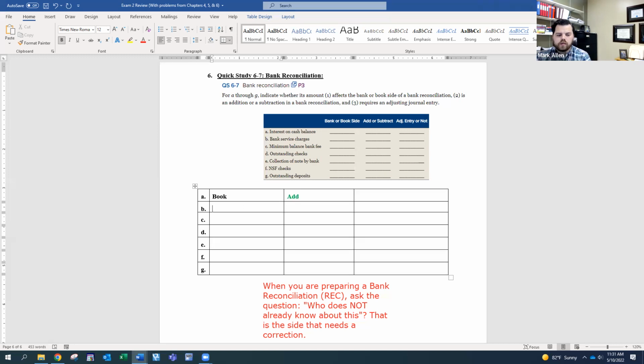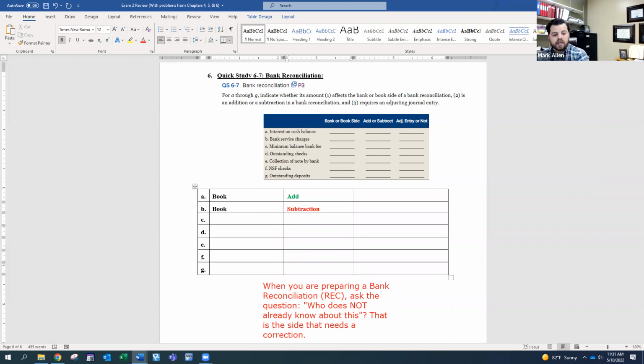Now, what I'm going to do is I'm just going to do these first 2 columns first. Then at the end, I'll show you a trick to get that 3rd column, and we'll do it all at once. So we'll do the first 2 columns all the way through. Then we'll fill out the 3rd column, identifying if we need to make an adjusting entry or not, all at the same time. Letter B, bank service charges. Does the bank know they charged you something? Once again, I certainly hope so. So the book has an adjustment, but this will be a subtraction.